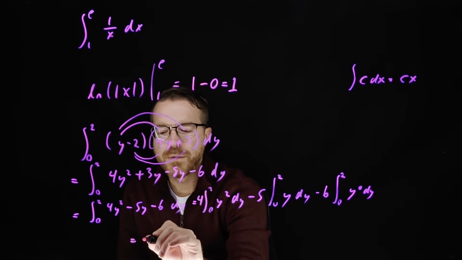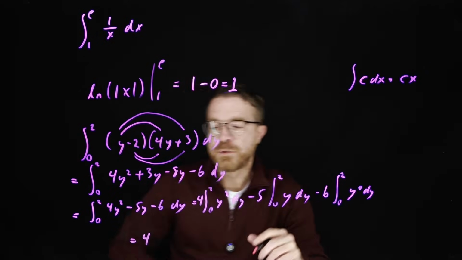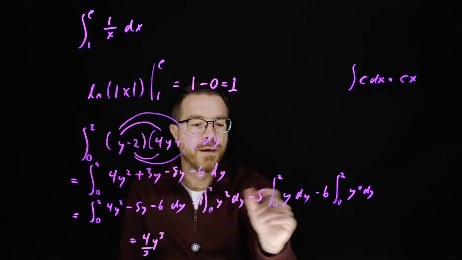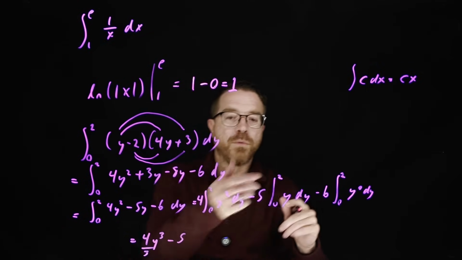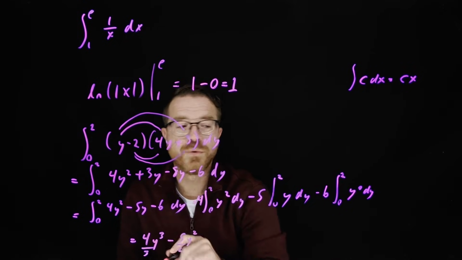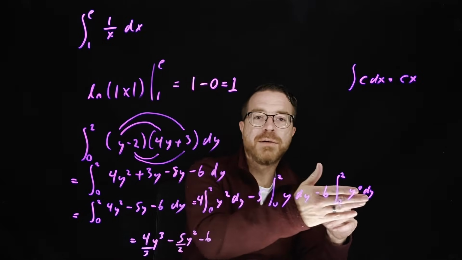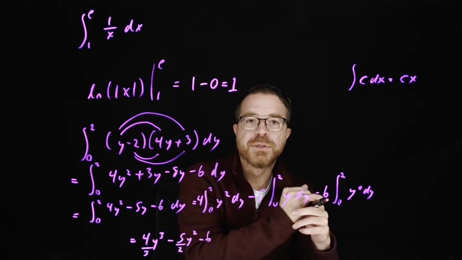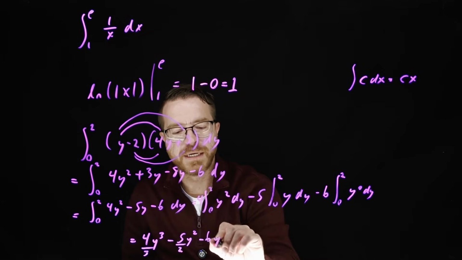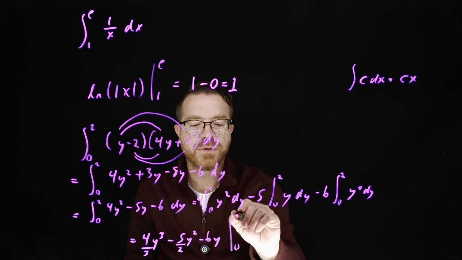So the first one, we have 4 times, when I take y squared, I'm going to make this y cubed, so it's going to be y cubed over 3. Minus 5, y to the 1 becomes y squared, so this will be y squared over 2. And then finally, I have minus 6, and if I take y to the 0, if I take the power up by 1, it becomes y to the 1. And then I divide by 1, which doesn't change anything. So this would just be minus 6y. And then I'm going to evaluate the entire thing from 0 to 2.